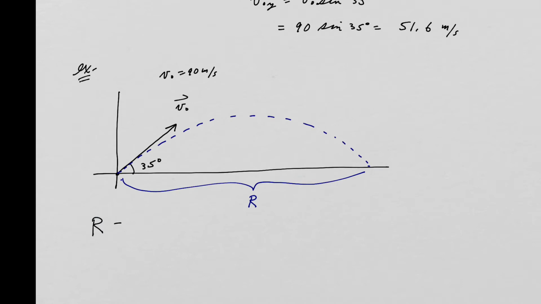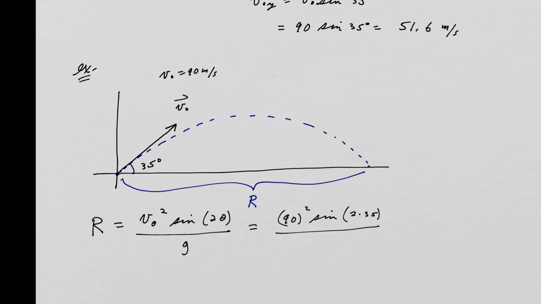So we know the range is going to be equal to V naught squared times sine of 2 theta divided by g. Well, V naught is the magnitude of the velocity, right? It's the length of that vector. So that's just 90. So it'll be 90 squared times sine of 2 times 35, so sine of 70, divided by g, and since we're using SI units, you have to make sure g is 9.8.